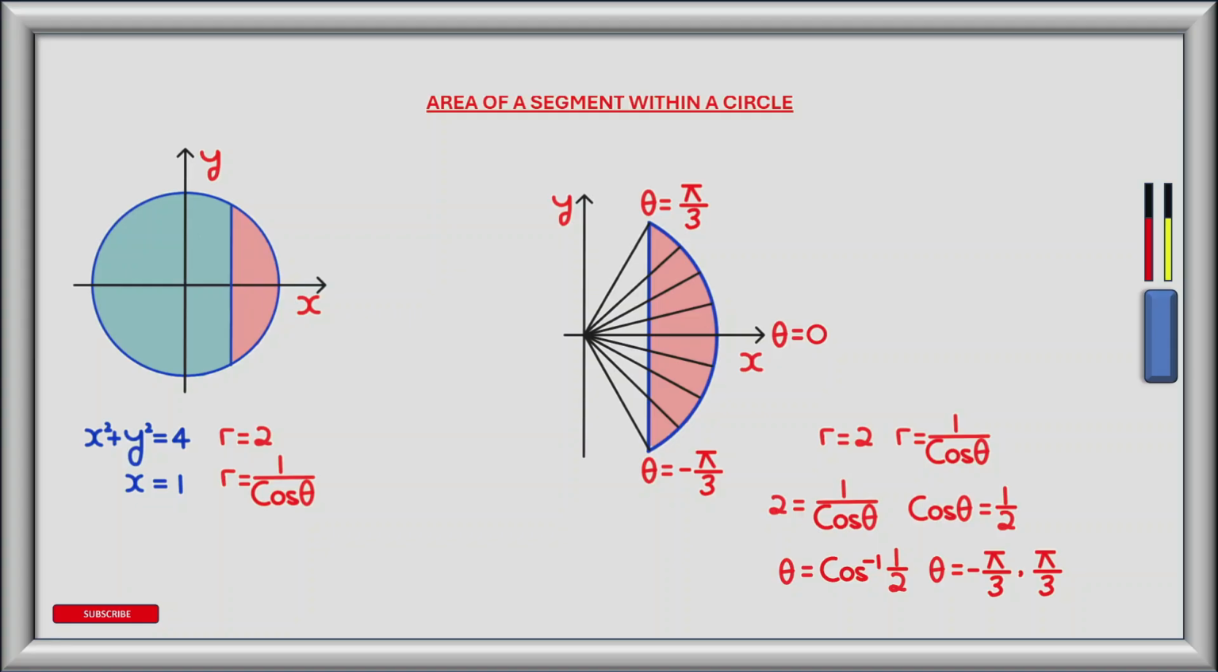Due to the symmetry about the x-axis, we could consider the area between theta = 0 and theta = π/3, and then double this area to get the total area. But for this exercise, I'm going to consider the total area.